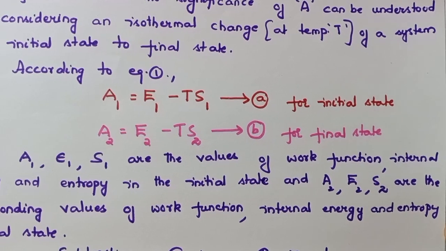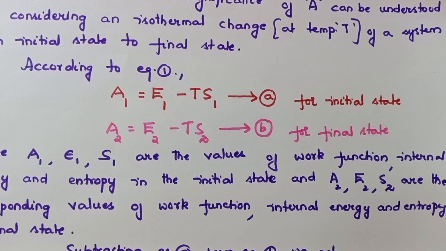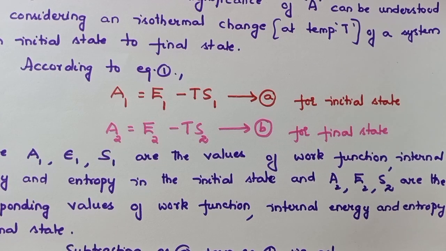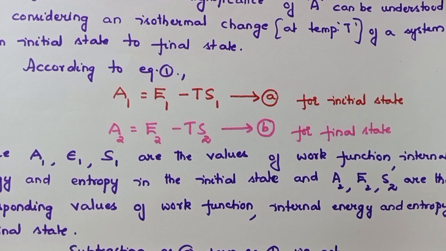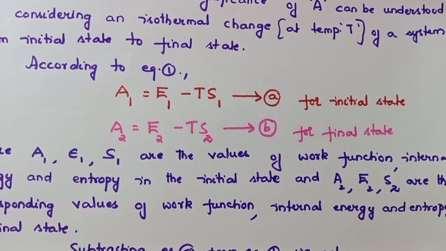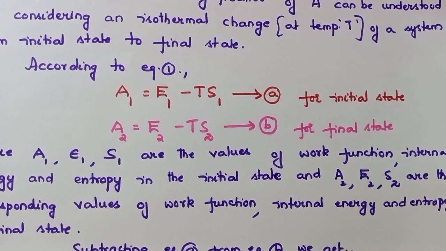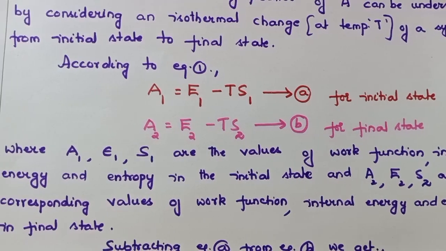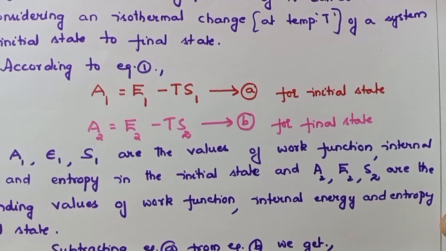Okay. So for the initial state, equation 1 we have written. For the final state, equation 2: A2 is equal to E2 minus TS2. Okay, write down the terms. A1, E1, S1 are the values in the initial state. A2, E2, S2 are the values in the final state. Okay, marked students, equations A and B, did you mark?